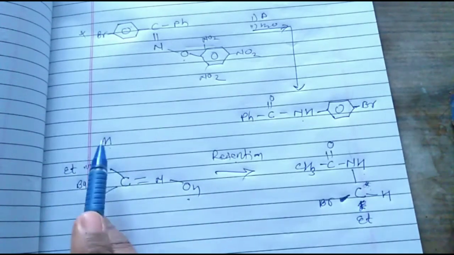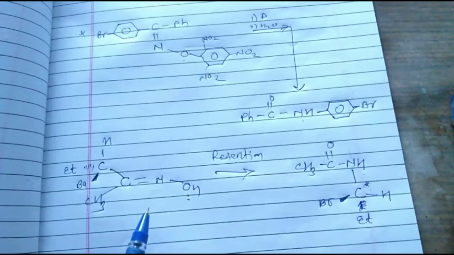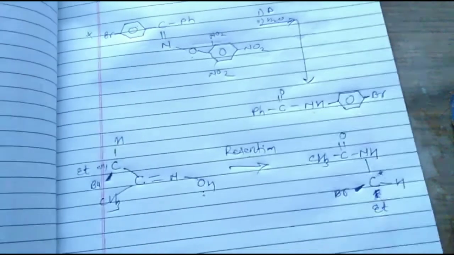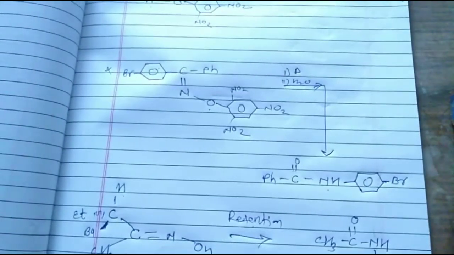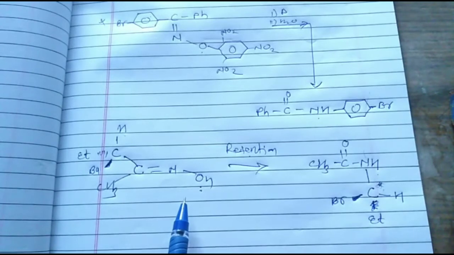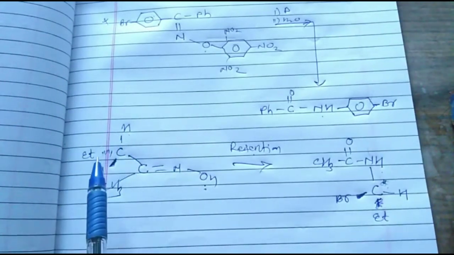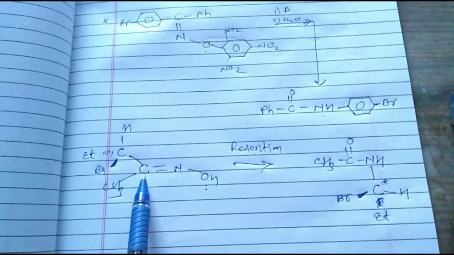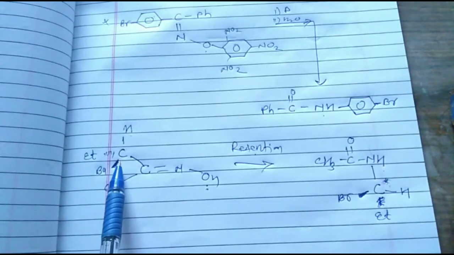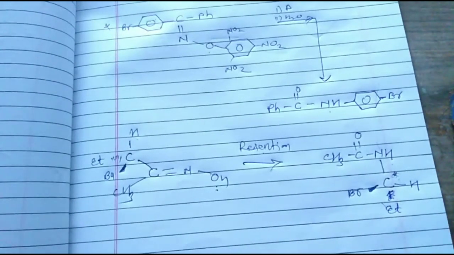And why does this group get migrated? Because it is anti to this OH group. This is about the Beckmann rearrangement. We learned the mechanism of the Beckmann rearrangement, the migrating aptitude of this reaction, and also its stereochemistry. If any chiral carbon is attached in a Beckmann rearrangement, at that time it has retention of configuration. Thank you very much for watching this lecture.